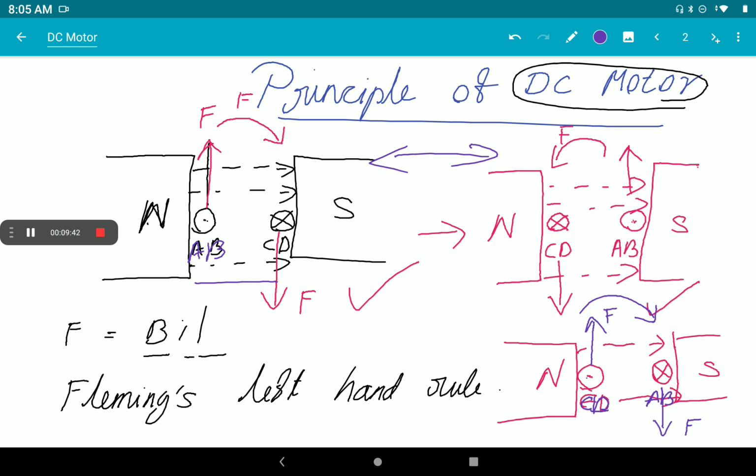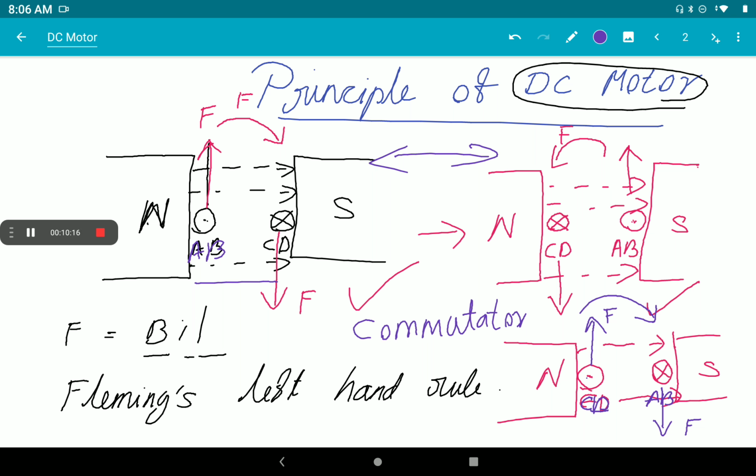How can we produce current reversal? By using a commutator. We have studied the commutator in a DC generator. What is the function of the commutator in a DC generator? The commutator converts AC into DC. But here the function of the commutator is to convert our unidirectional current into AC.